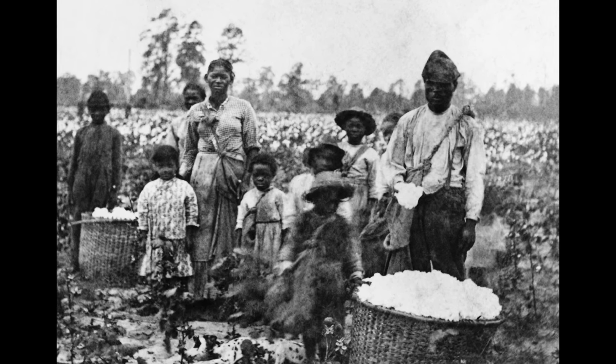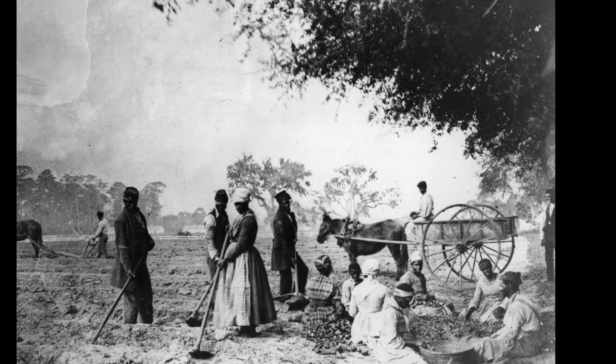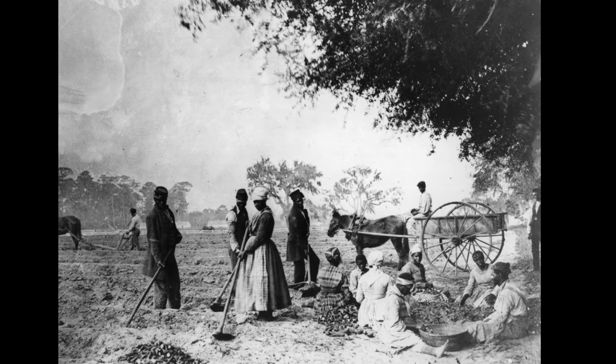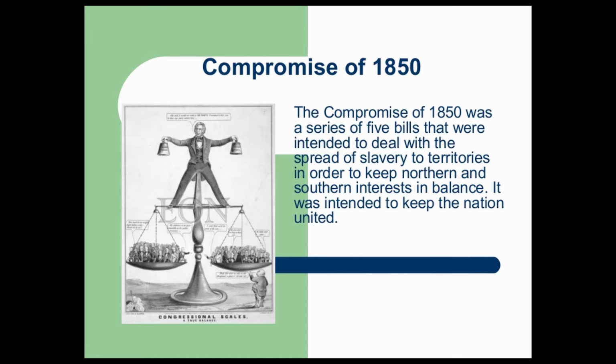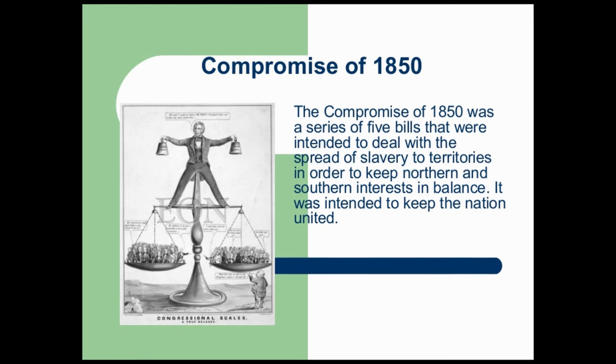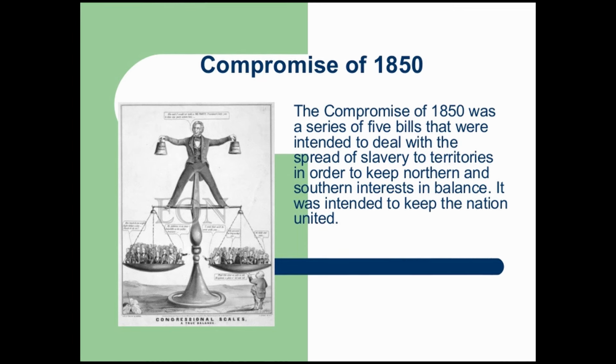territory. Fearful over the growing divide between the slave-owning South and the free states of the North, Senator Henry Clay of Kentucky, known as the Great Compromiser after his handling of the Missouri Compromise, spearheaded a series of 5 bills that collectively became known as the Compromise of 1850.